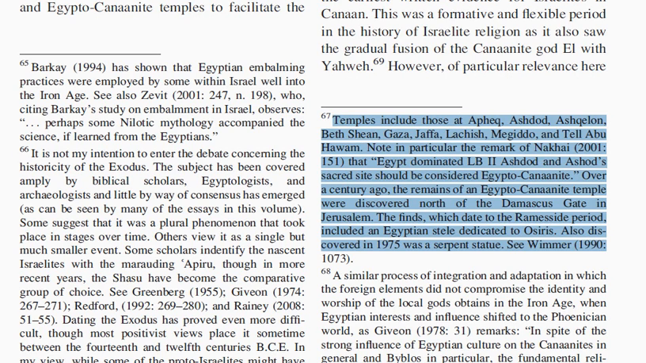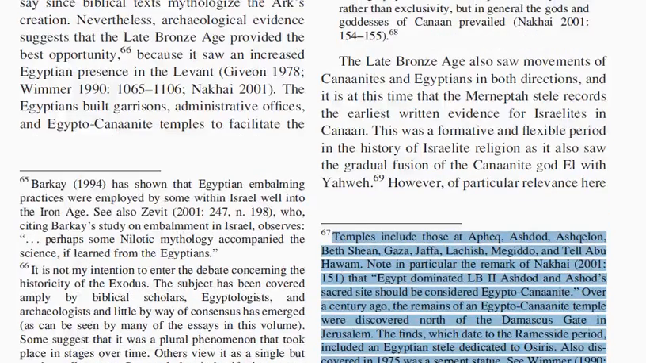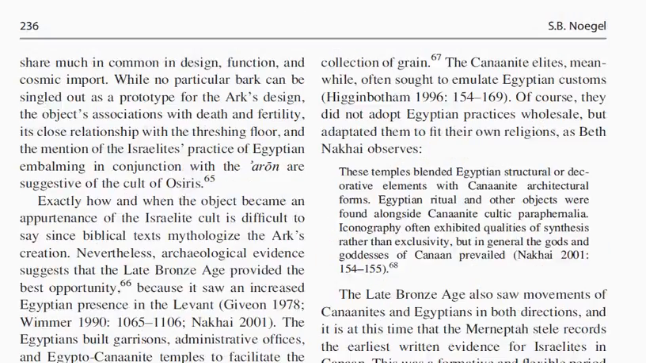Note in particular the remark of Nakai, 2001, page 151, that Egypt dominated LB2 Ashdod, and Ashdod's sacred site should be considered Egypto-Canaanite. Over a century ago, the remains of an Egypto-Canaanite temple were discovered north of the Damascus Gate in Jerusalem. The finds, which date to the Ramesseid period, included an Egyptian stele dedicated to Osiris. Also discovered in 1975 was a serpent statue. See Wimmer, 1990, page 1073. End of footnote.